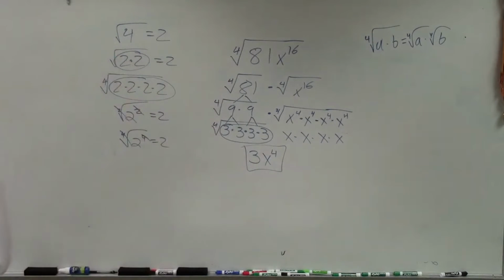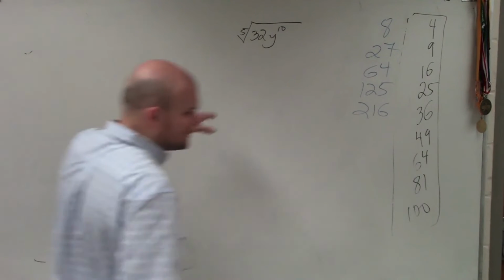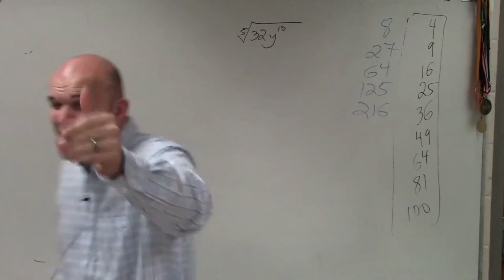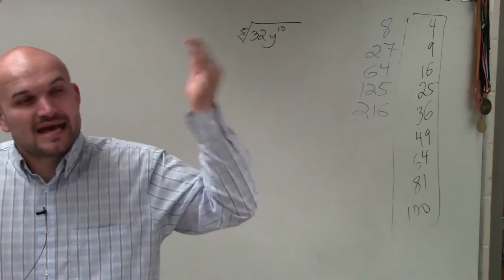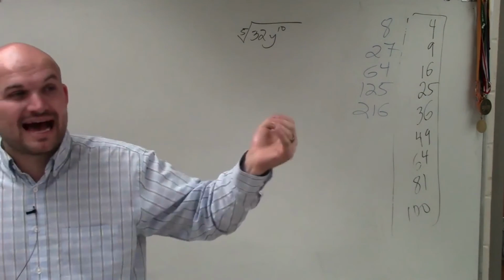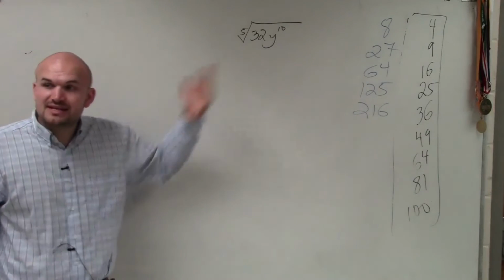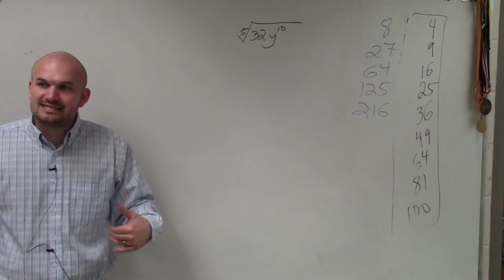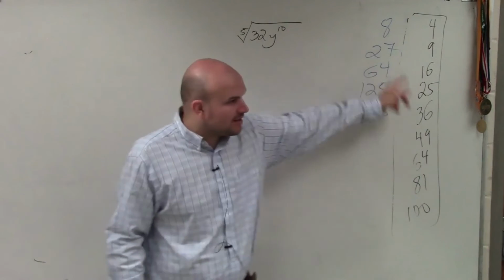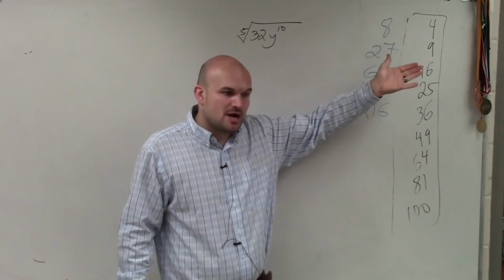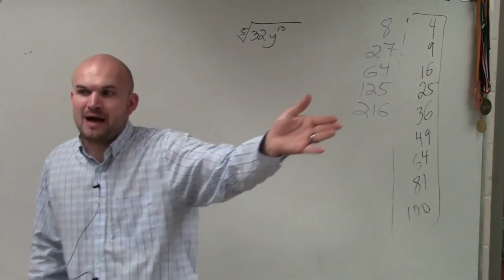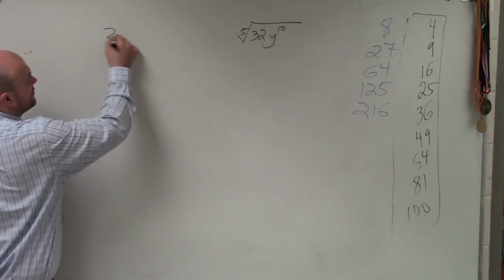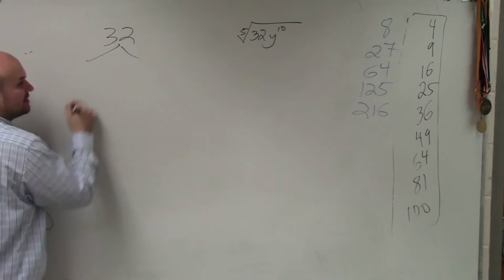On this one, a lot of students have trouble with this because, again, this is to the fifth root. That's saying what number multiplied by itself 5 times is going to give us 32. So, ladies and gentlemen, I showed you what the square numbers are. I showed you what cube numbers are, but I don't have a list of numbers to the fifth power. So the best thing that I would recommend, ladies and gentlemen, is use a factor tree.